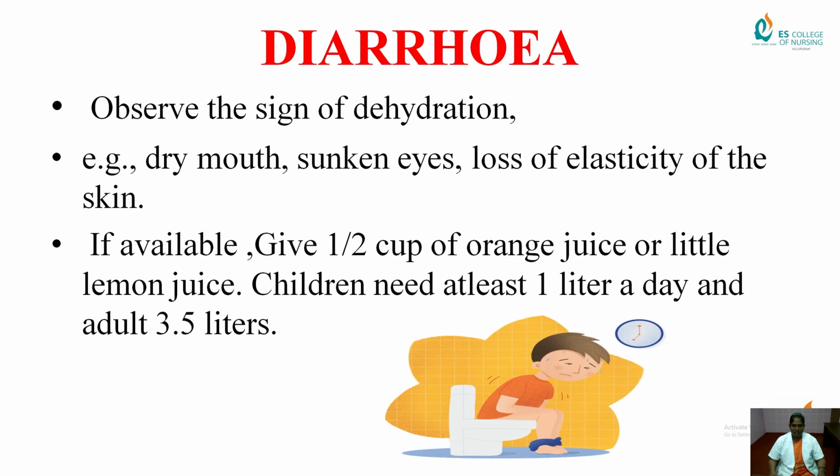The next thing is diarrhea. It is the most common minor ailment in our country. If the patient has diarrhea, first observe the signs of dehydration, that is dry mouth, sunken eyes, and loss of elasticity of the skin. If available, give half a cup of orange juice or a little almond juice. Children need at least 1 liter a day and adults 3.5 liters. Plenty of oral fluids will prevent dehydration.